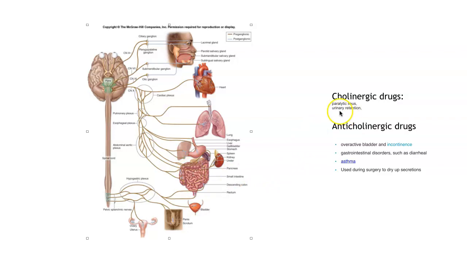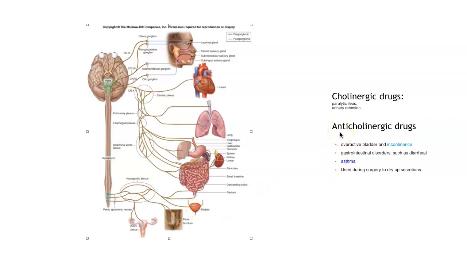Urinary retention. Those people whose bladders aren't emptying properly. What's the effect of acetylcholine on the bladder? It's going to stimulate the bladder to contract. So if you have urinary retention, the bladder's not emptying properly, if you give them a cholinergic drug, it's going to cause that bladder to contract. So hopefully you can pee better.